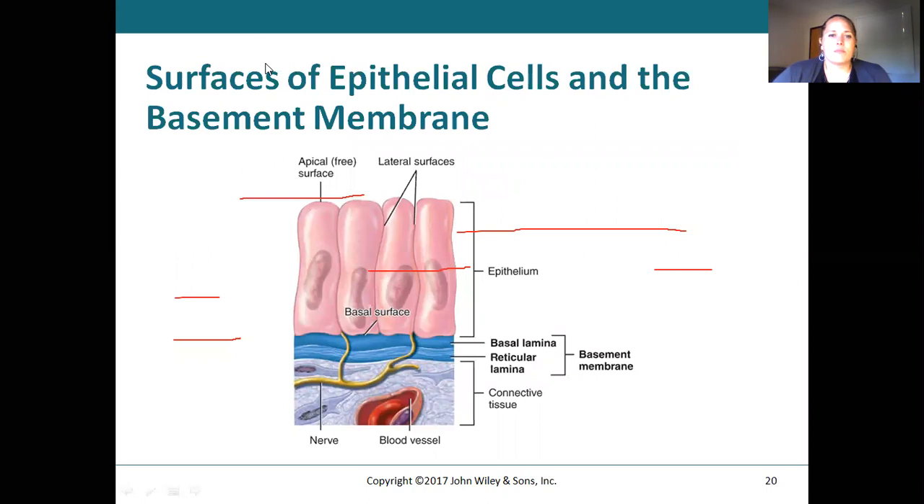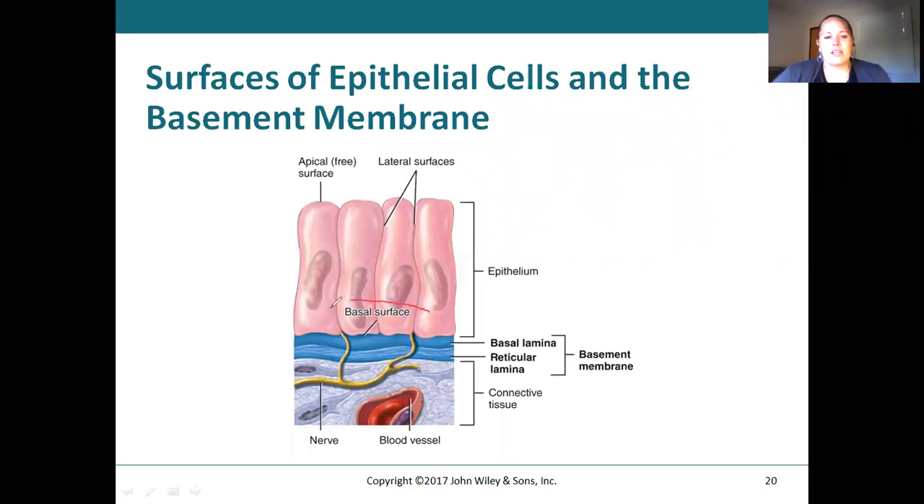So the surfaces of the cells and the basement membrane, this is a nice figure showing that. Again, I introduced the idea of the basal surface that is attached to the basal lamina. Underneath the basal lamina is the reticular lamina, and these are both considered the basement membrane. That's what those cells are anchored to. Remember, hemidesmosomes are the way in which the epithelium is anchored to that basement membrane.